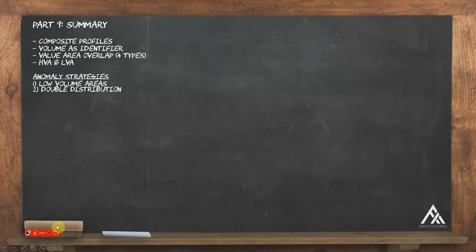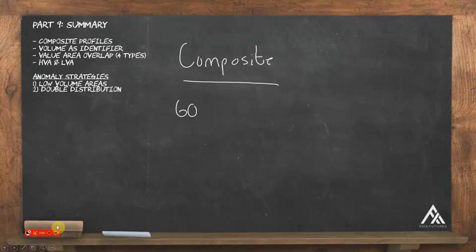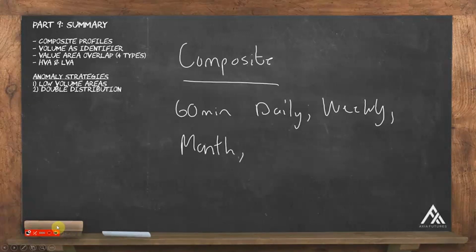What we started talking about in part 9 was the composite profiles, and we said that a composite profile is nothing more than a volume profile created over a desired time frame. We spoke about time frames being anything from a 60-minute to a daily, a weekly, a monthly, and even sometimes a fundamental move. And we said that the reason we create these composite profiles is so that we can extract various types of information out of the auction process.